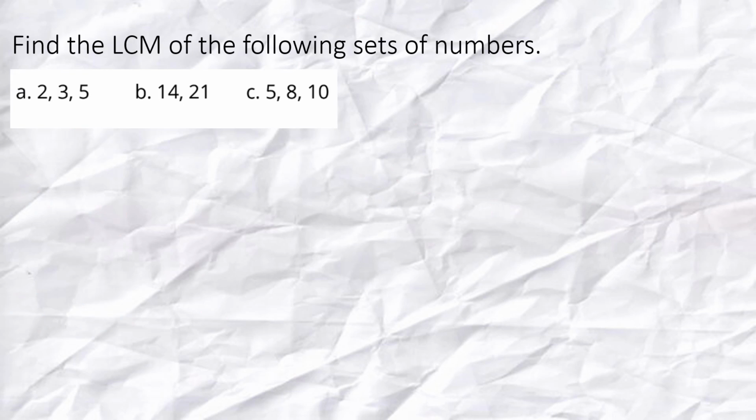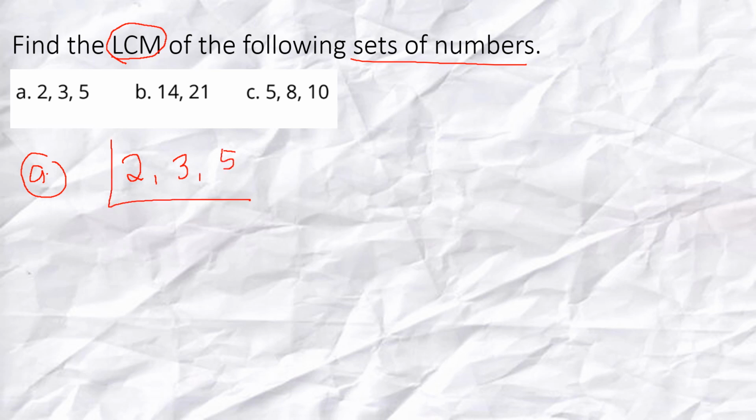Next, this time we need to look for the LCM, or least common multiple, of the given set of numbers. So again, we can use continuous division as our method. Since 2, 3, and 5 don't have any common factor anymore, we simply multiply these three numbers. So 2 times 3 times 5. 2 times 3 is 6. 6 times 5 is 30. So the LCM of these three numbers is 30.